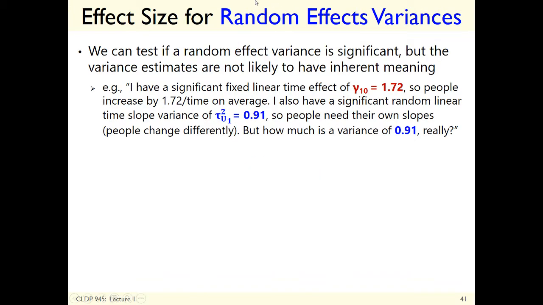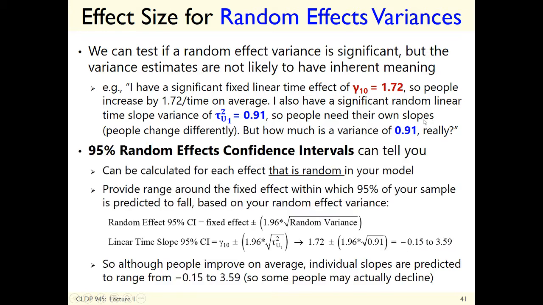One is random effect confidence intervals. We looked at these last semester and did several examples of these. So for instance, if I have a fixed slope of 1.7 and I have a variance around it of 0.9, and that number is significant, then I know people need their own slopes, but how do I talk about that? Well, for any term at level 1 that has both a fixed effect and a random effect at a higher level, you can compute this interval.